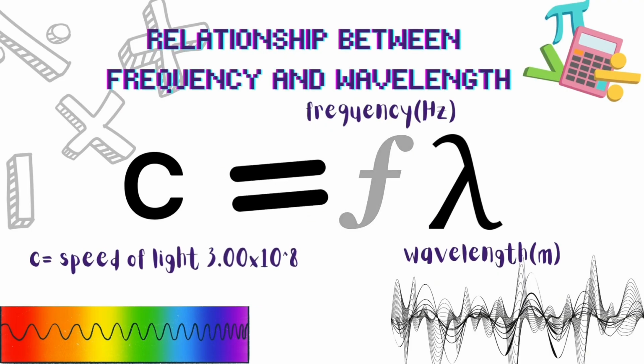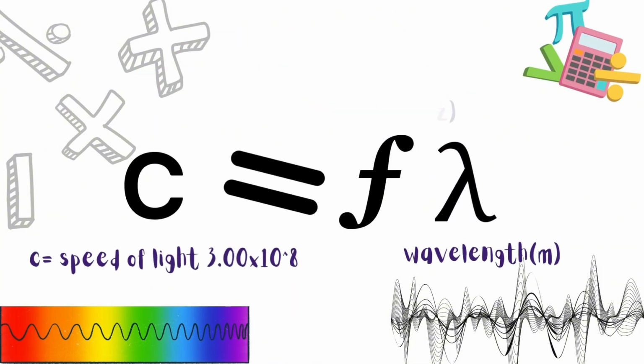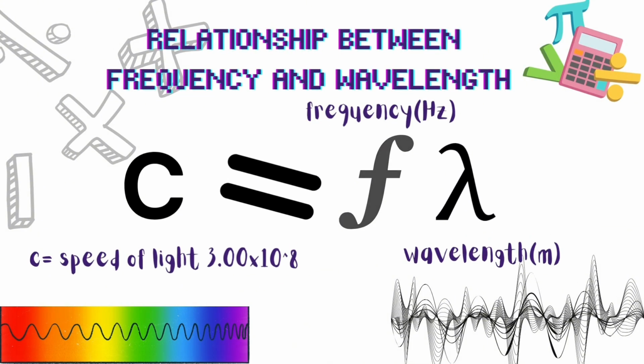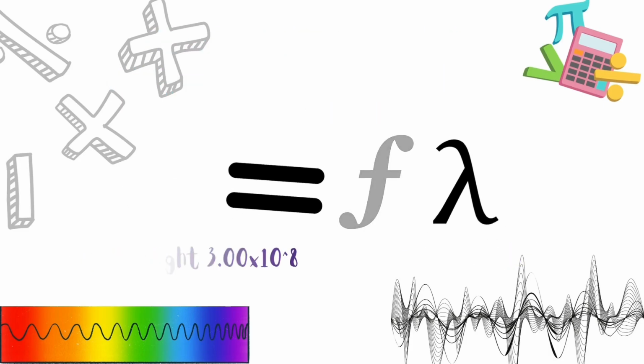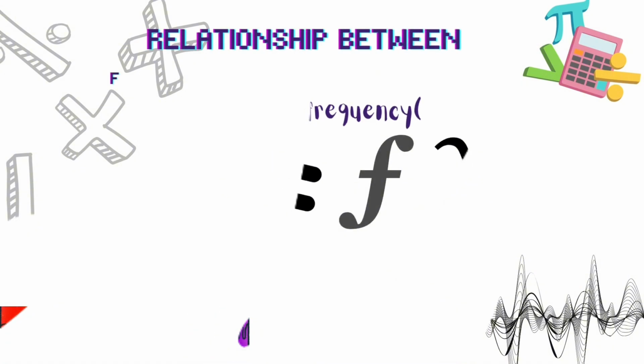The relationship between frequency and wavelength is given by the equation c equals f lambda, where c is the speed of light, f is the frequency, and lambda is the wavelength. This equation shows that as frequency increases, wavelength decreases. Understanding this relationship is important because it affects the performance and resolution of radio wave imaging systems.